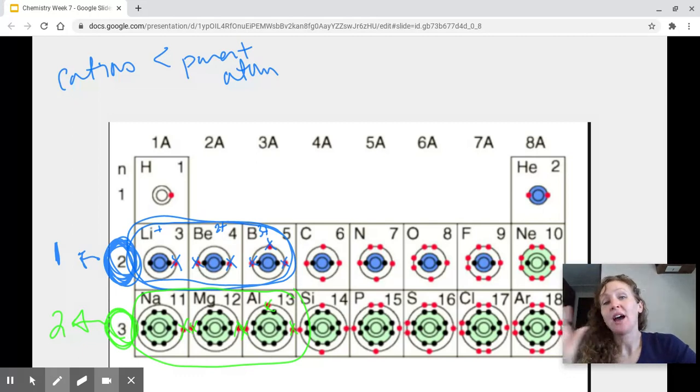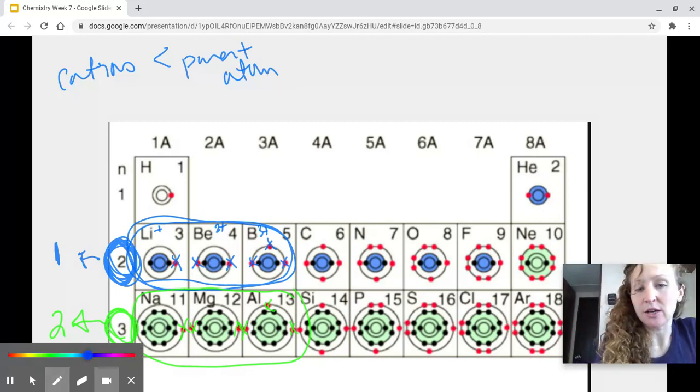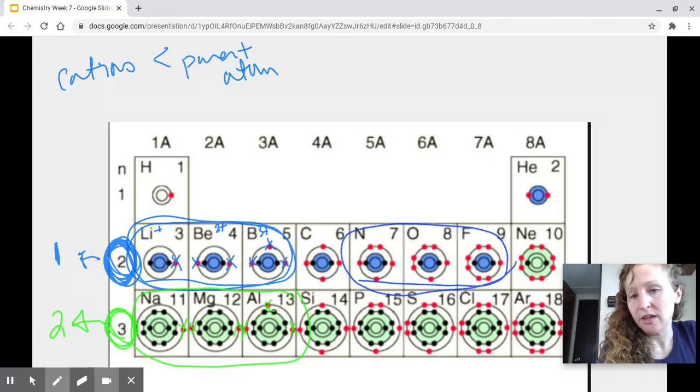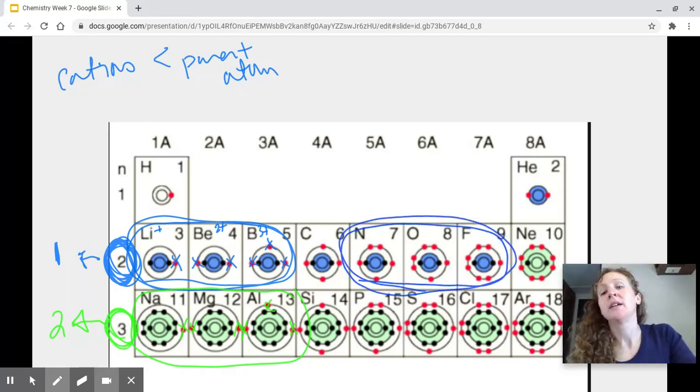Now, if we look at the other side of the periodic table, let's look at the nonmetals. Okay, so nitrogen, oxygen, and fluorine. These are going to form negative ions. They're going to form anions.